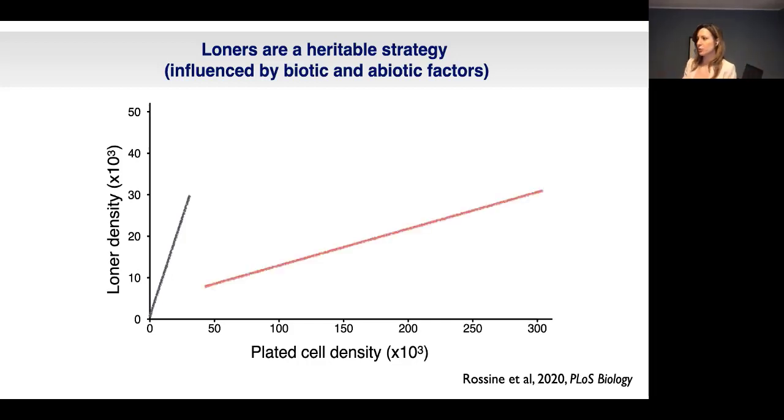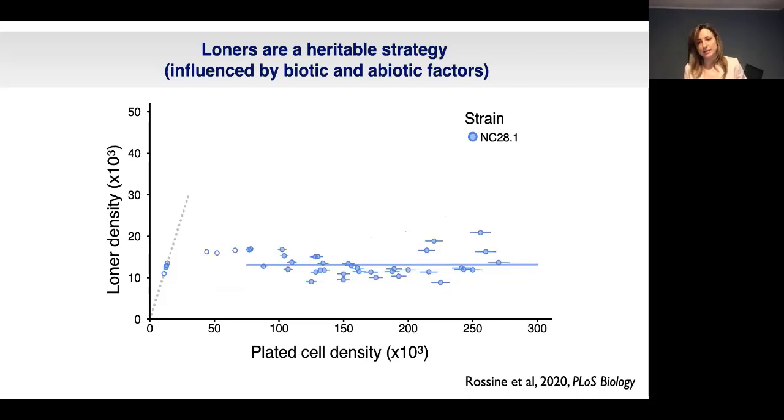But my suggestion was that the easiest thing is that these loners would be some sort of stochastic switch. They just flip a coin and decide who's going to stay as loner and who's going to go. That would be the simplest thing to imagine. Turns out that first part is true. That's the data. The other part is not true.